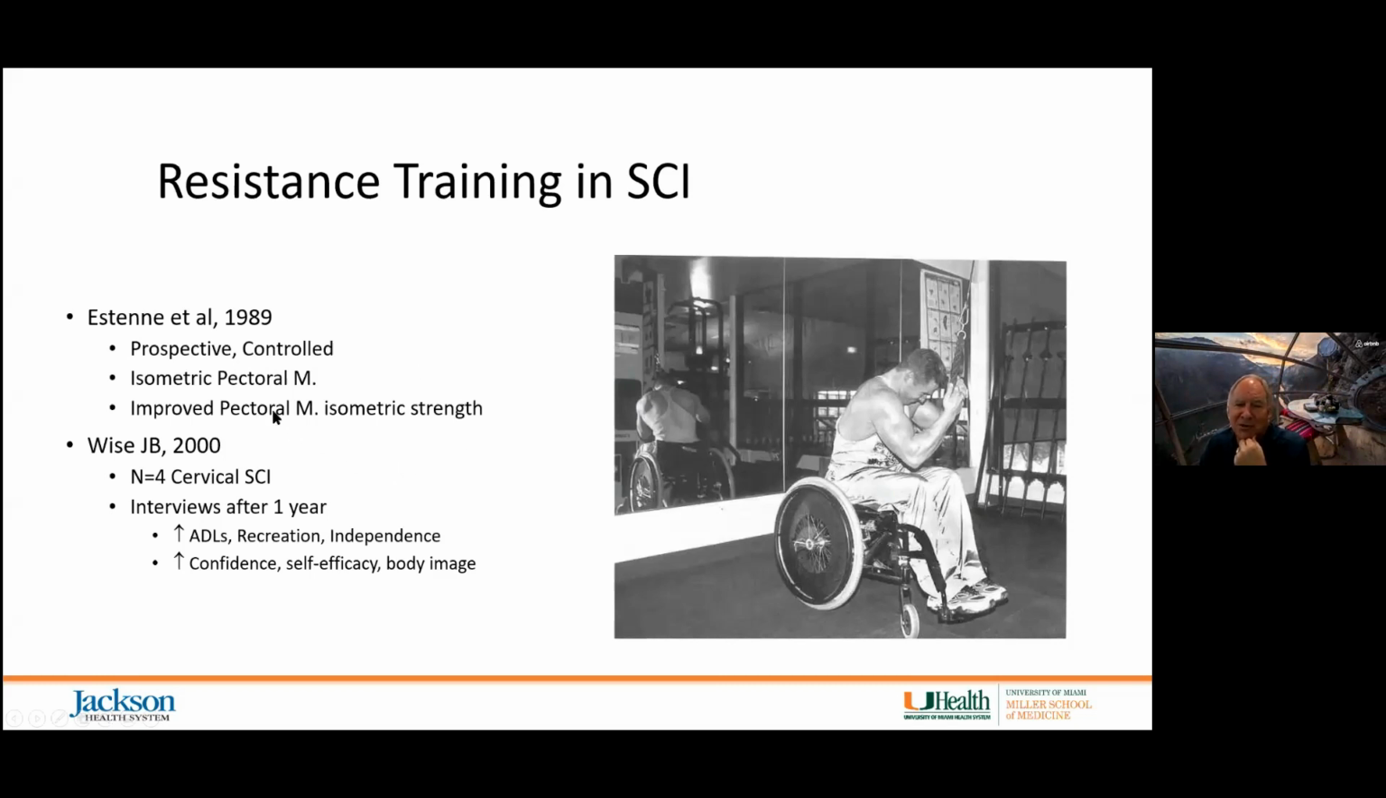They did pectoral isometric exercises over a period of 12 weeks. Stan back in '89 reported this with some improvement from the person's perspective, but they didn't actually quantify their ability, their strength, or their power outputs.